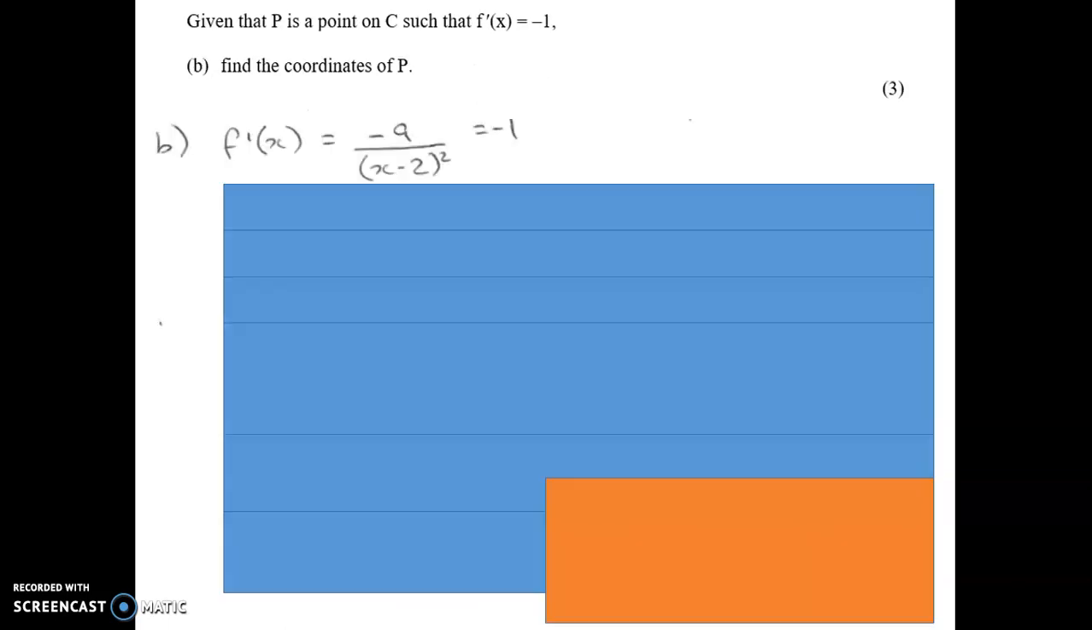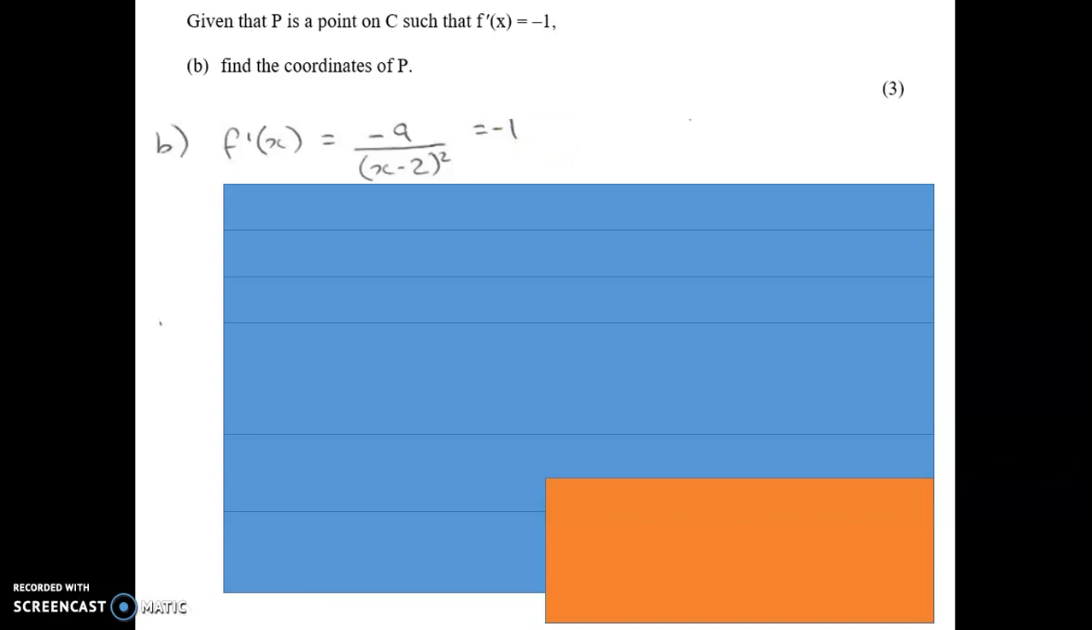Then in part B, we were asked to find the coordinates of P, given that P is a point on the function, on C, on the curve, where the derivative is equal to -1. Okay, so I need to make the derivative, which we know is this function here, equal to -1, and then I can solve that equation to find x.